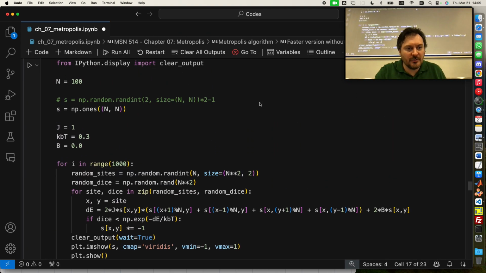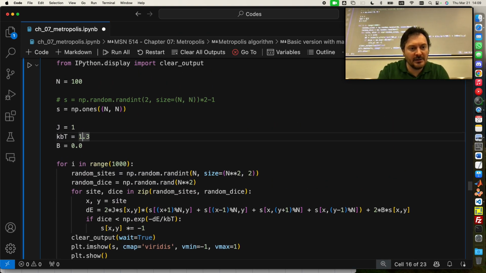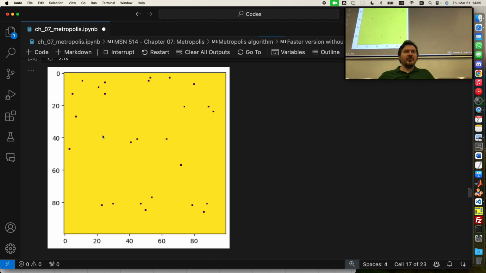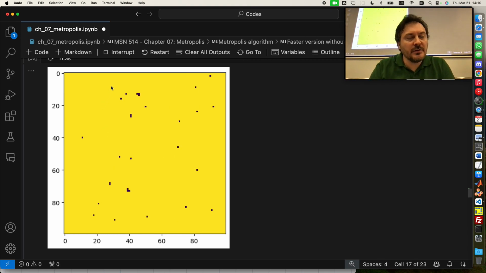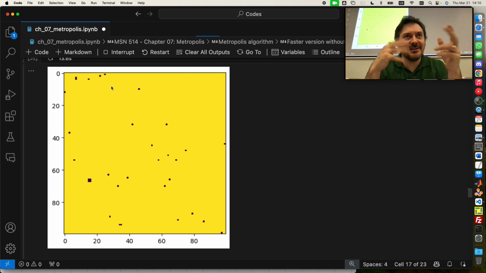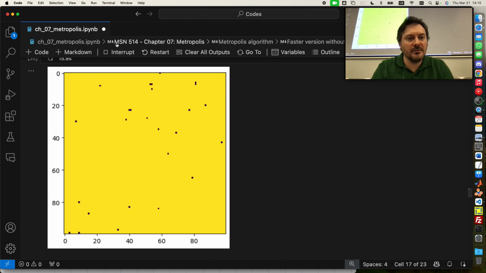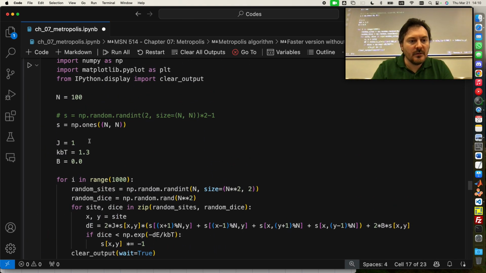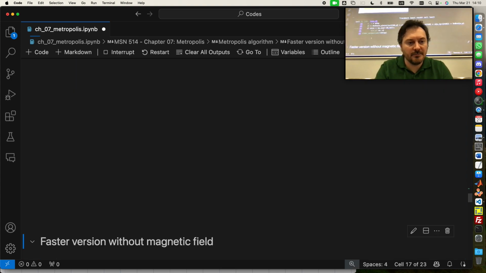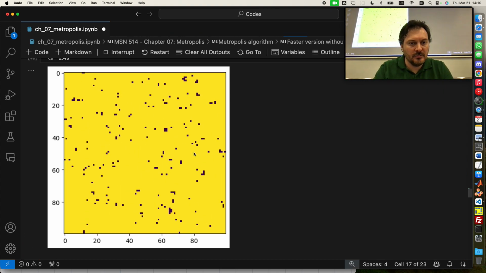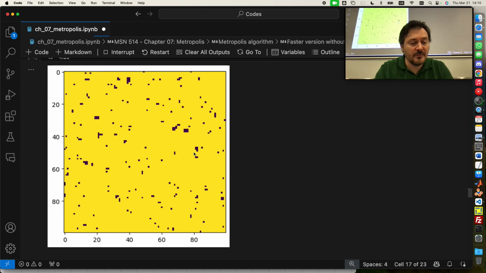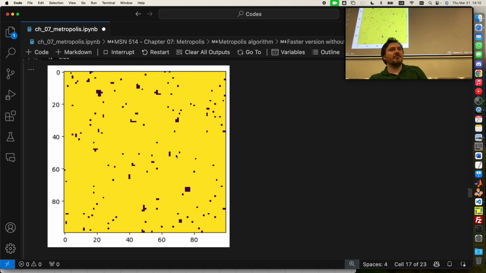So let me show you a bit more high temperature. Do you see the fluctuations now? Yes? Here and there, fluctuations. So the magnet starts getting demagnetized with increasing temperature. How about when I go to 1.8, for example? More of this stuff, right? Do you understand why this is happening?